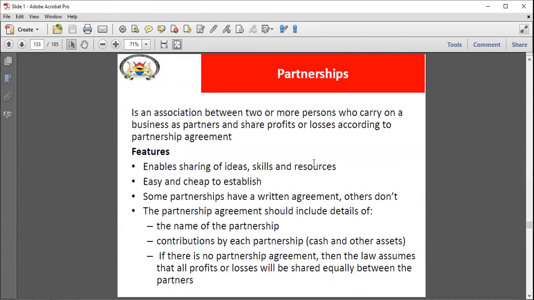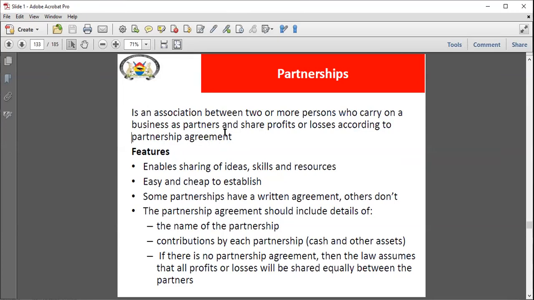Of course, partnerships, as we proceed and continue through our study, the key aspect here is that it is a business of more than one person, and what governs them is called the partnership agreement, which sometimes could also be called a partnership deed. So it is very important that you also understand what is embedded within the partnership agreement.